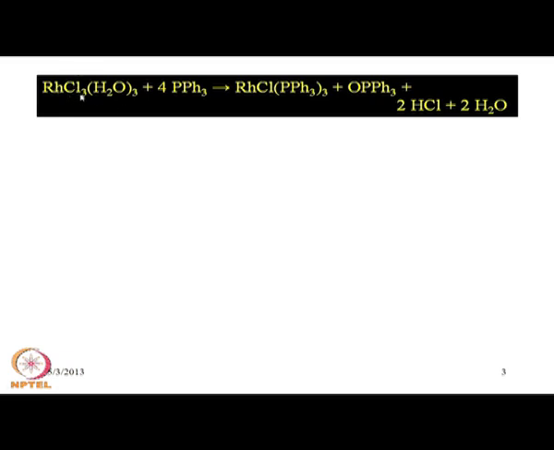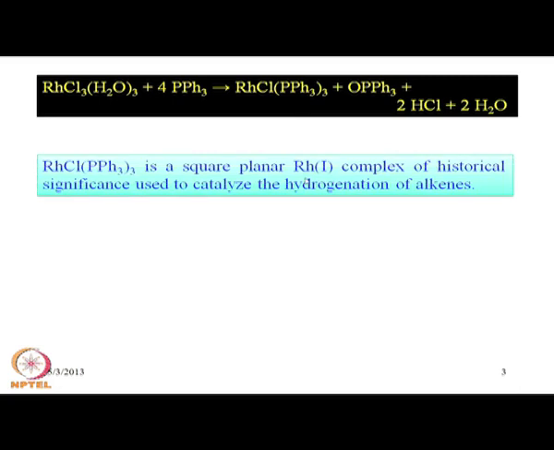On the left hand side, this rhodium is present in the trivalent state, which is getting reduced to the monovalent state. It is a rhodium(I) compound with the elimination of PPh3O and 2 HCl and 2 water molecules. So, triphenyl phosphine is going away from the medium as triphenyl phosphine oxide, leaving behind the molecule. Again we have a molecule with a coordination number of 4 and which is square planar, and it has long been known as a useful catalyst for alkene hydrogenation.